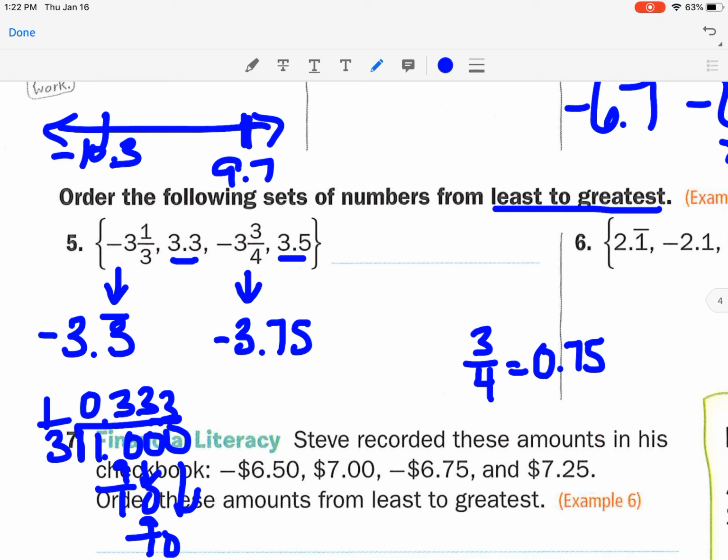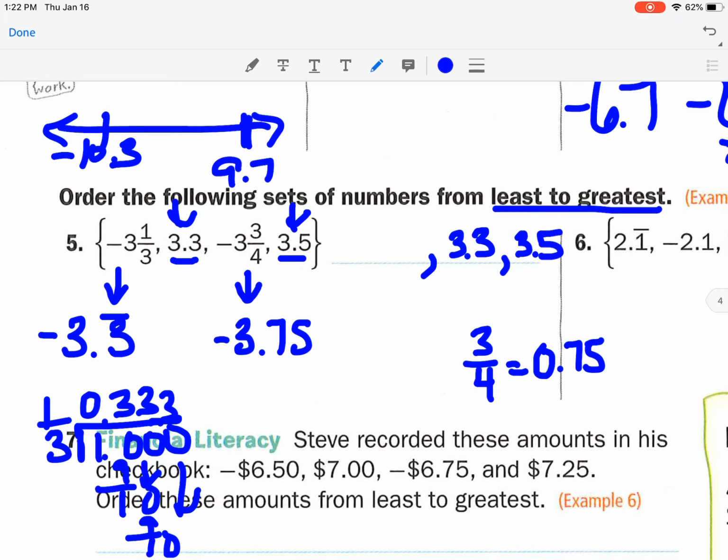Okay, so notice that I'm writing them in order from least to greatest. Well, I've got two positives right here, so we know those are going to be at the end. And my biggest number is 3 and 5/10. And then my next number is 3 and 3/10.